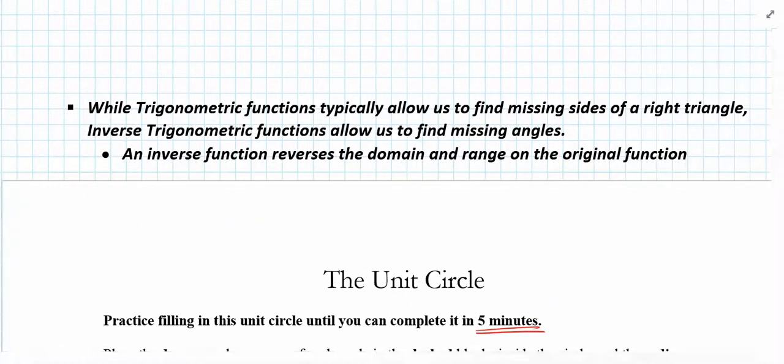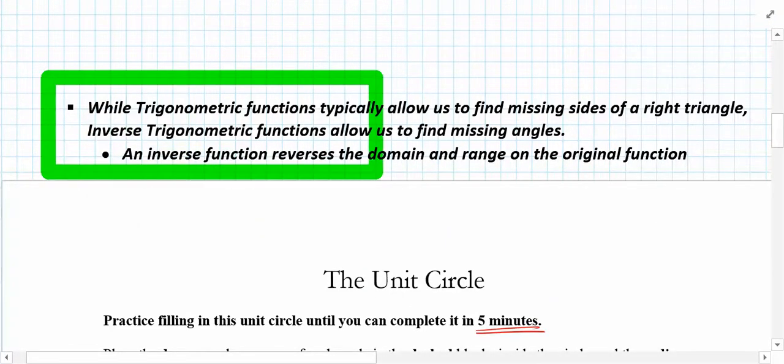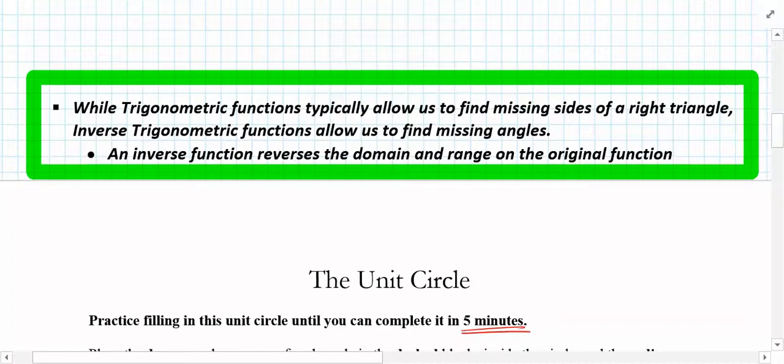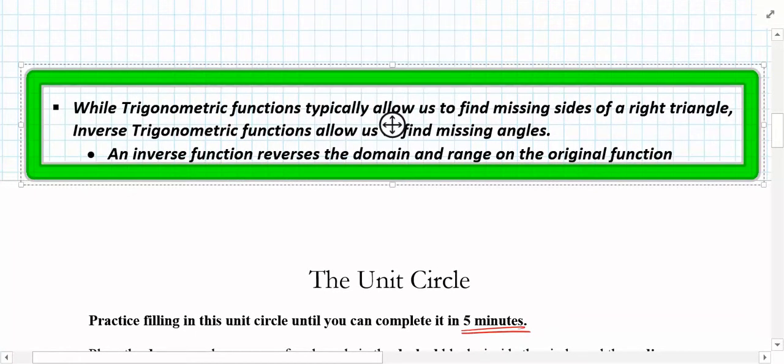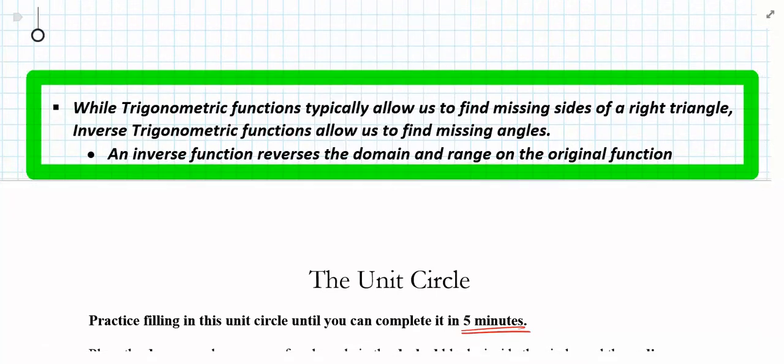We're going to talk a little bit more about that this week, but I just wanted to plant this seed in your mind just a little bit here, that before long we're going to be reversing our trigonometric functions to find missing angle measures rather than just missing sides.